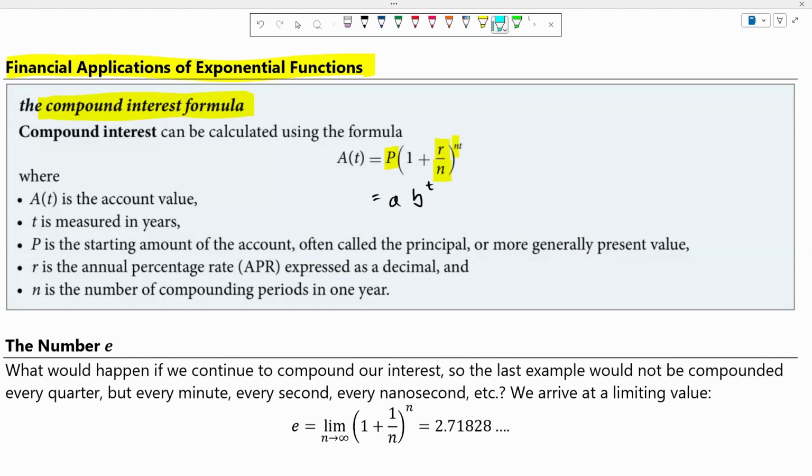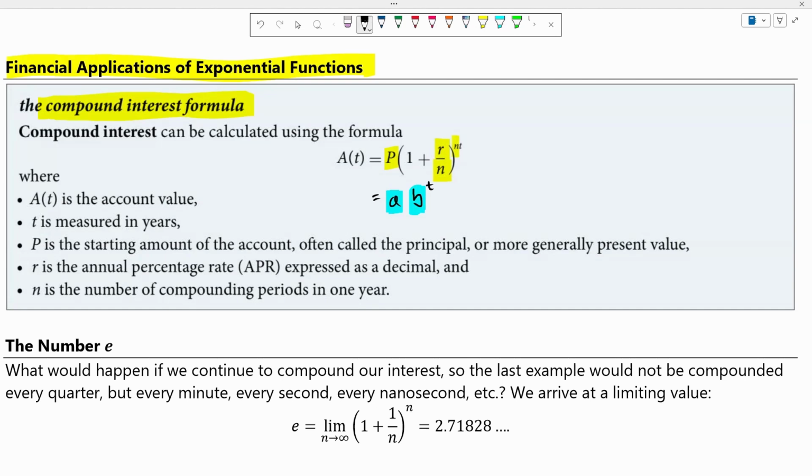This A value right here, right, is in the same place as that P. So it's still sort of the initial amount, right? In finance, we say that's the principal amount, okay? And all of this other stuff, the 1 plus R over N to the N power, that is going to be our B value, okay? The R is the annual percentage rate expressed in decimal, okay? And the N is the number of compound periods, okay? And there's a bunch of them, okay?